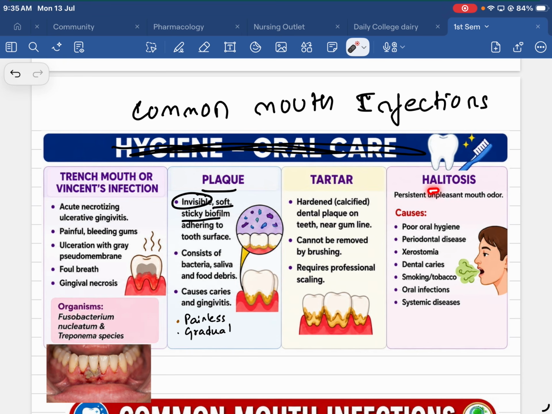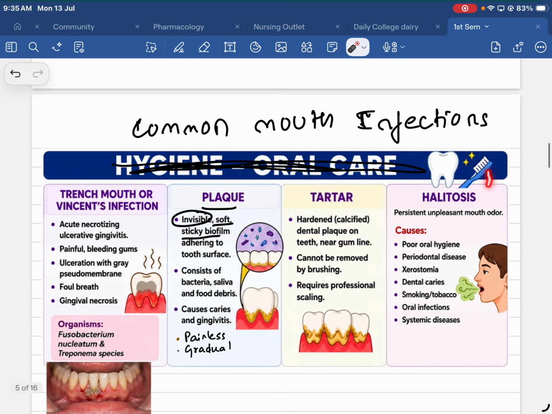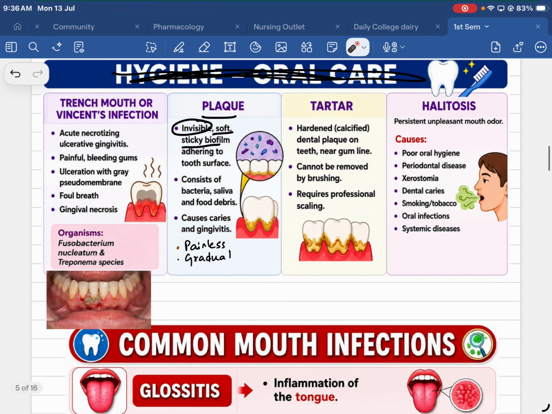Next, halitosis. What is the meaning of halitosis? Suppose that whatever you have eaten causes an unpleasant mouth odor. So it causes a bad smell. Bad smell from the mouth, in medical terms, is called halitosis. Are you understanding?